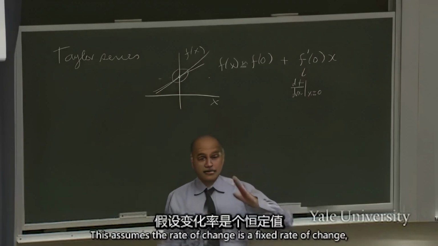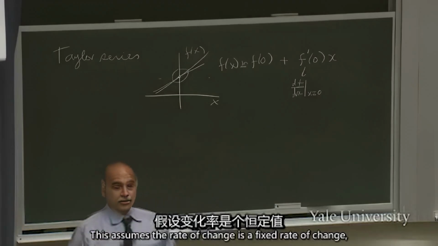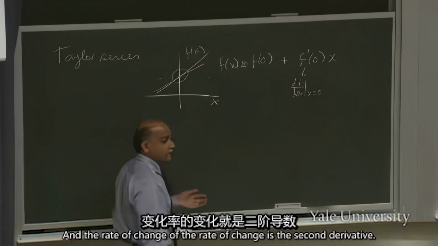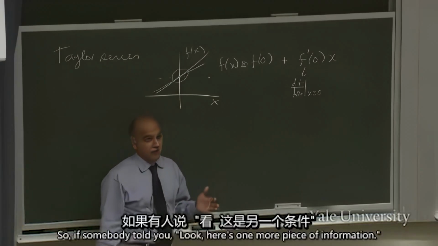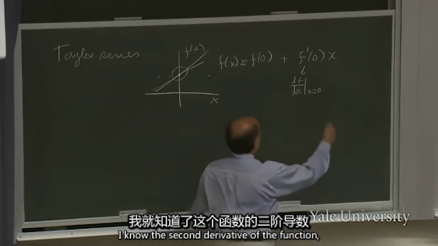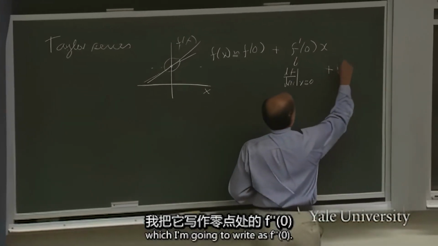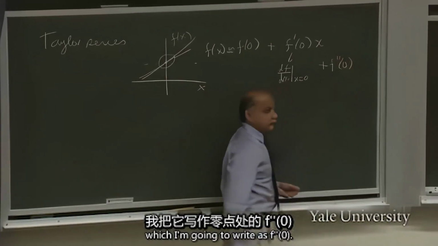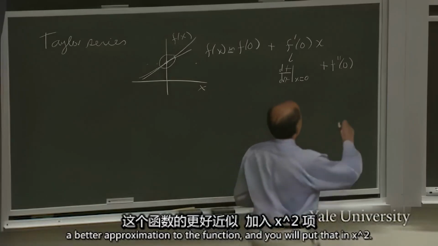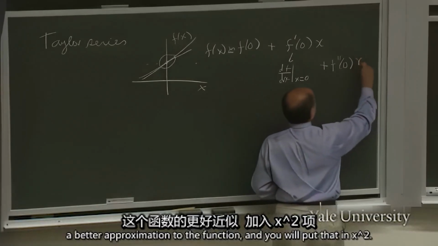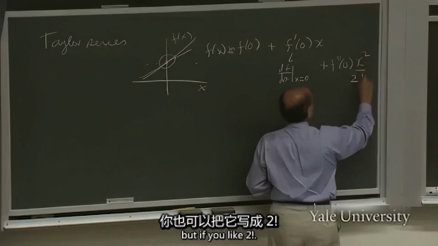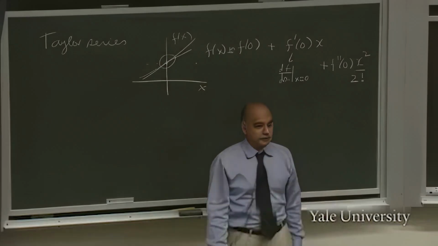This assumes the rate of change is a fixed rate of change, which is the rate of change at the origin. And the rate of change of the rate of change is the second derivative. So if somebody told you, look, here's one more piece of information. I know the second derivative of the function, which I'm going to write as f double prime at 0. Well, with that information, you can build a better approximation to the function, and you will put there an x squared. But the key thing is you have to divide by 2, or if you like, 2 factorial.